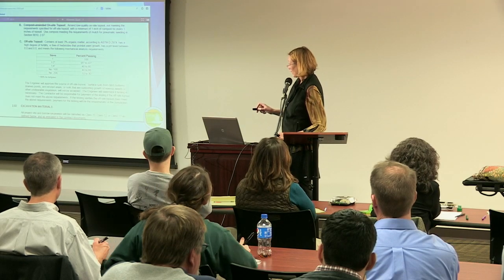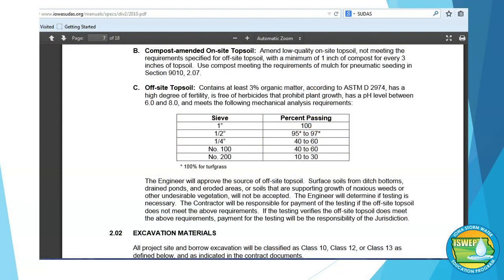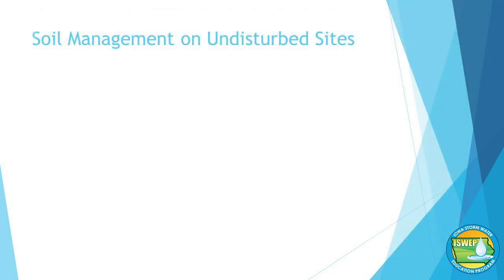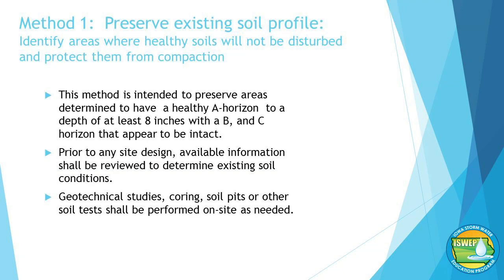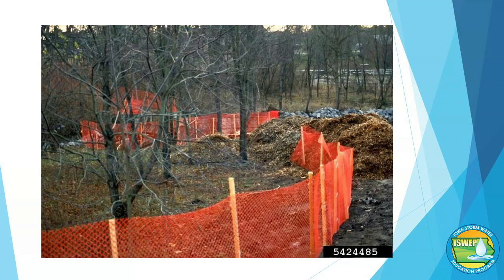So this happens to be the reference to SUDAS, the off-site topsoil. On undisturbed sites, there are two methods. Number one is preserving that existing soil profile. So you want to identify and delineate those areas, and you want to preserve those horizons that I talked about. Don't disturb them. Put up orange fencing or whatever it takes and protect those soils. You can use those to manage the water quality volume. You could divert water off of an impervious surface into that area to manage the water quality volume. So here's an example, delineating those soils.